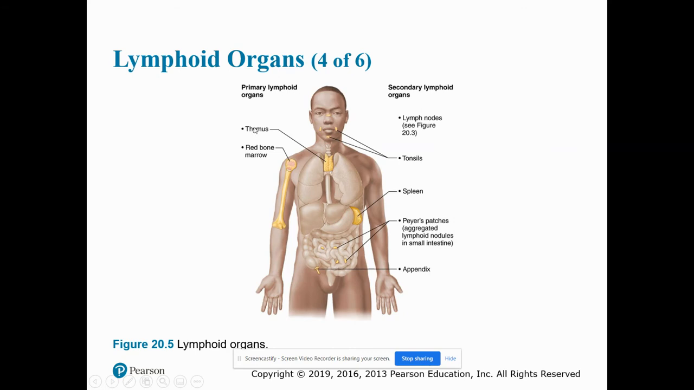So the primary lymphoid organs are the thymus. The thymus sits up here. We'll talk a little bit more about the thymus later on. It'll be another talk, though, I believe. And then the red bone marrow.